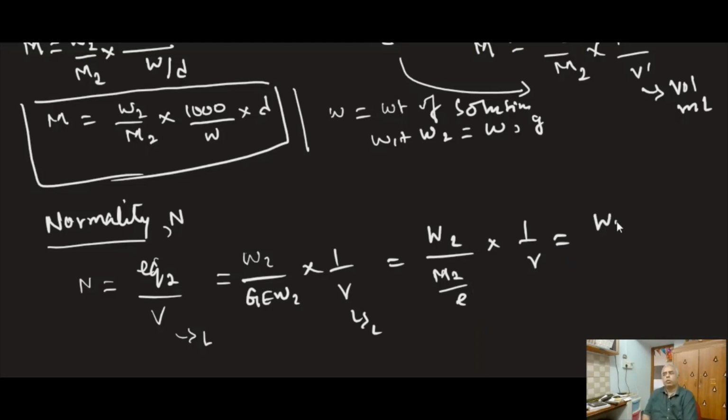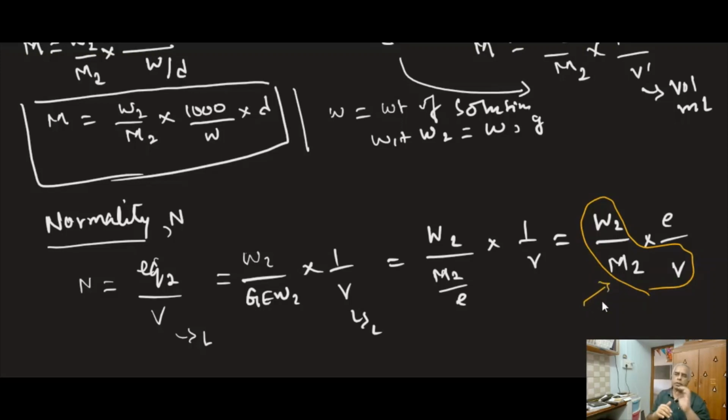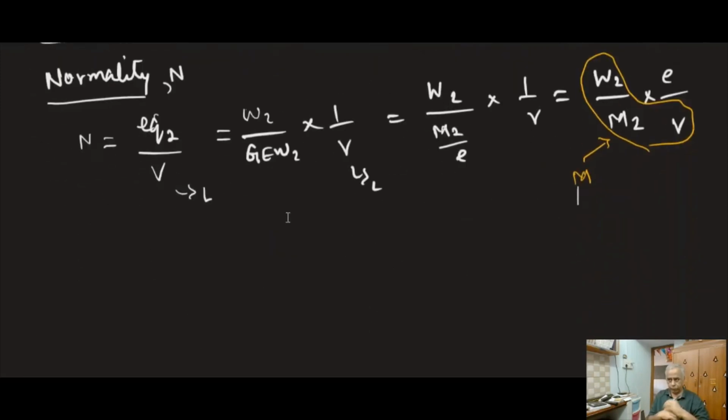So W2 by M2, and the gram equivalent weight is nothing but M2 by E, that is molar mass divided by valency factor. So W2 by M2 divided by E into 1 by V. Now this E is reciprocated. So you are able to get W2 by M2 into E by V, is it not? Now we already know W2 by M2 into 1 by V as M, molarity. So we can suitably replace, therefore N is equal to ME, is it not? Where E is the valency factor.